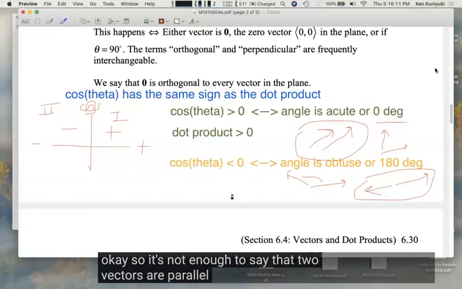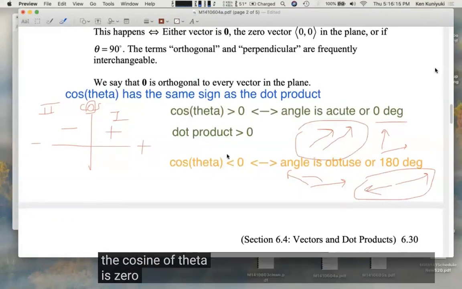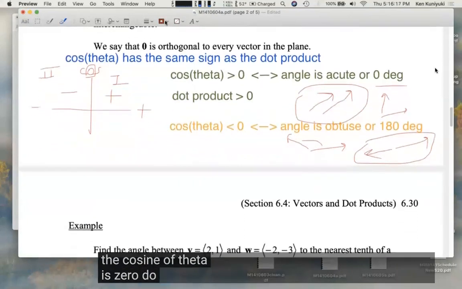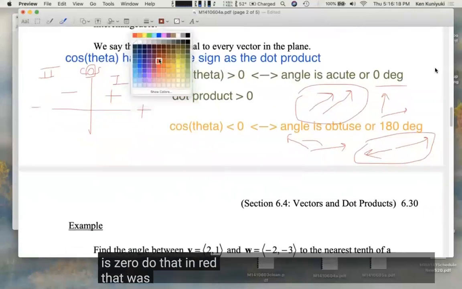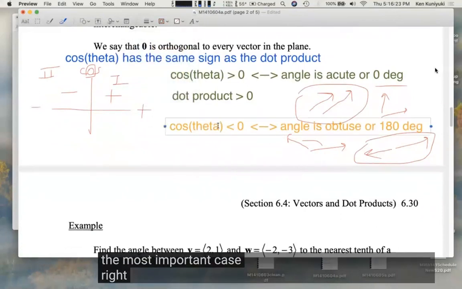All right, anyway. Oh, and what happens if the cosine of theta is zero? Do that in red. That was the key point here, right? That was the most important case, right?